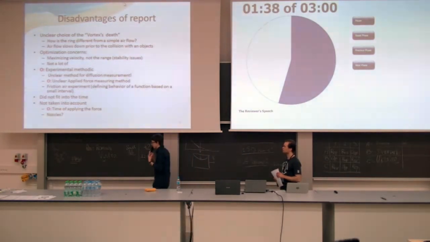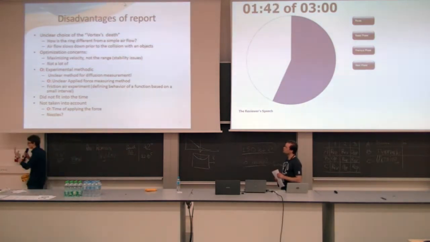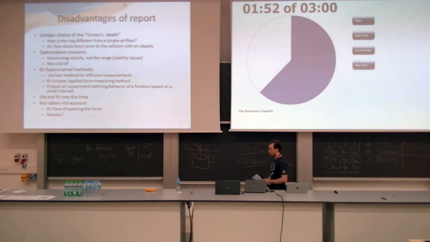First, we think that the choice of the vortex depth criteria is quite unclear. You just had a piece of paper, and we have some concerns that we hope to raise during the general discussion. For example, how is your ring different from a simple airflow? Because the paper analogy cannot really detect that. Airflow slows down prior to the collision with some objects. That might also be a problem.